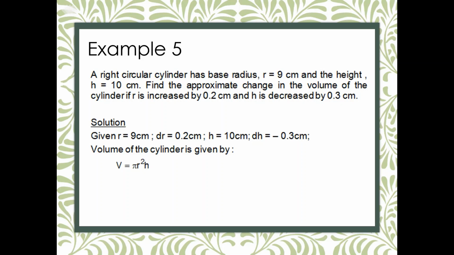The volume of the cylinder is given by the formula V equal to pi r squared h. Differentiate V with respect to r, the answer is 2 pi r h, and differentiate V with respect to h, the answer is pi r squared. Substitute the values of r and h into the answer and simplify. You should get delta V over delta r equal to 180 pi and delta V over delta h equal to 81 pi.